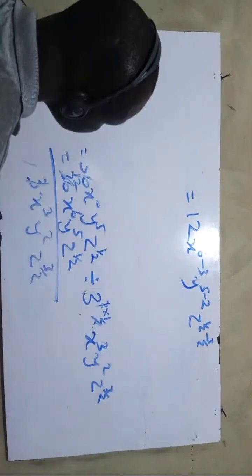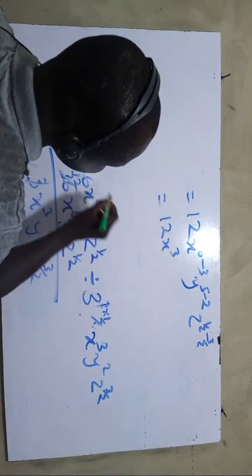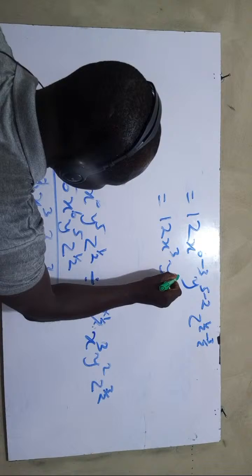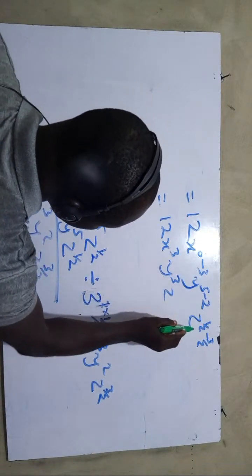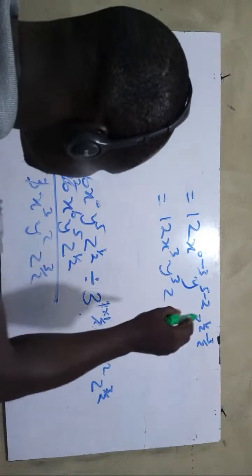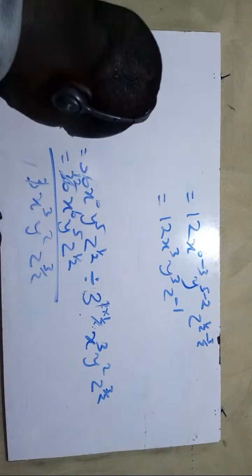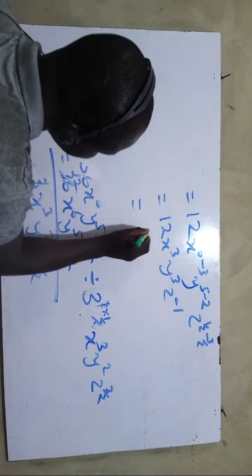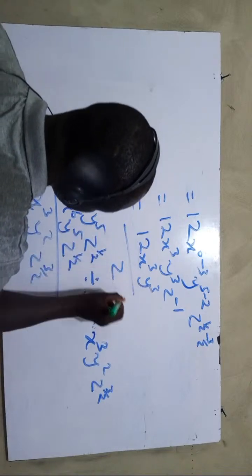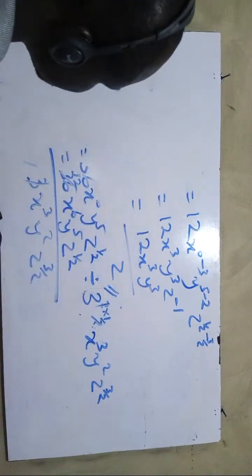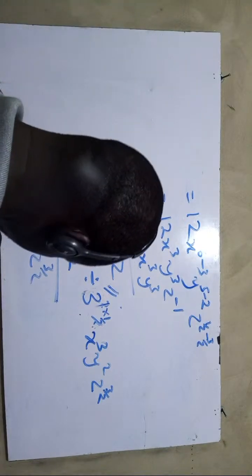Then if you simplify further, we are going to have 12 s raised to power 3, y raised to power 5 minus 3, then z raised to power half minus 3 all over 2. That will be minus 1. So I want us to look at it critically. Then I can write this as 12 s cubed, y cubed all over z, and that will be the final answer that we are going to get from this question.